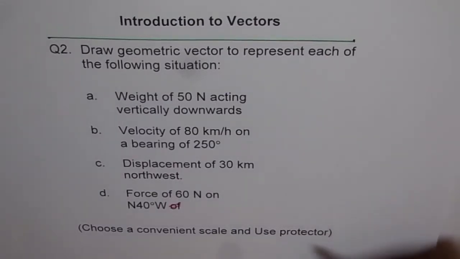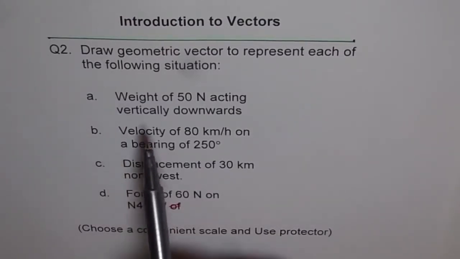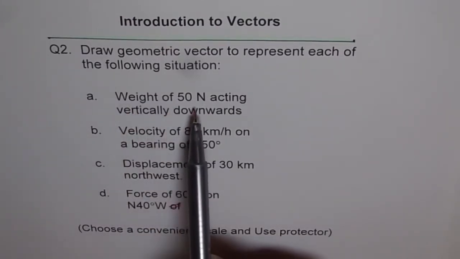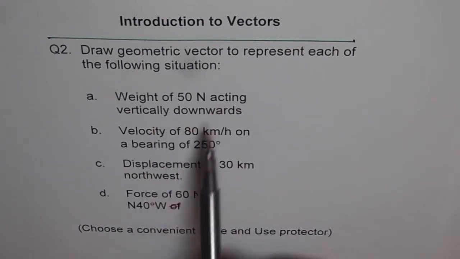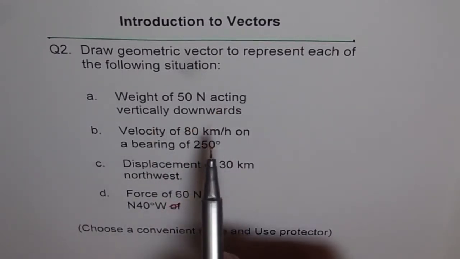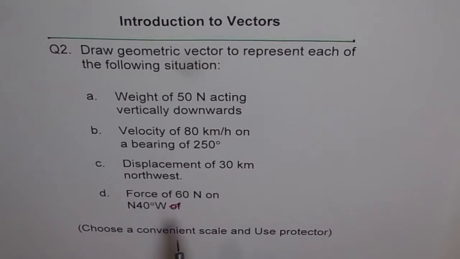I'm not really using a protractor and a scale. You do it when you do it, right? So I'm just showing you approximately how to get your answers. As the first one says, weight of 50 newtons acting vertically downwards, right? So that means the magnitude is 50 newtons.